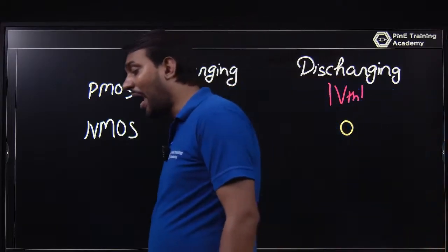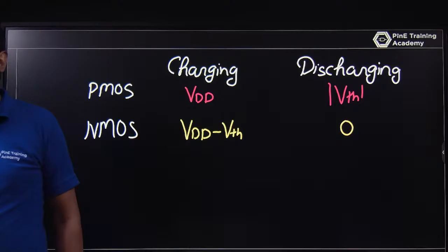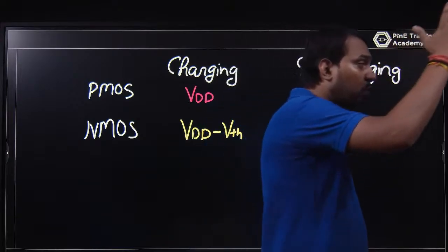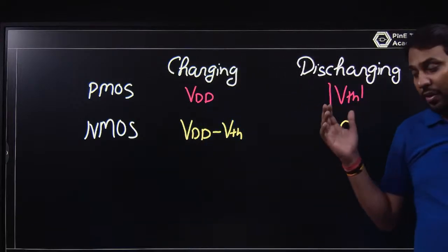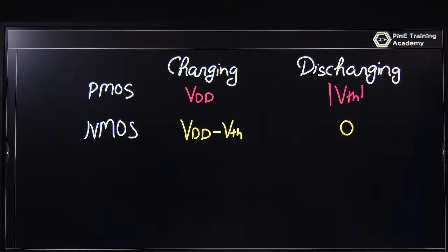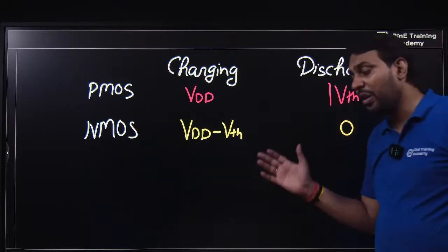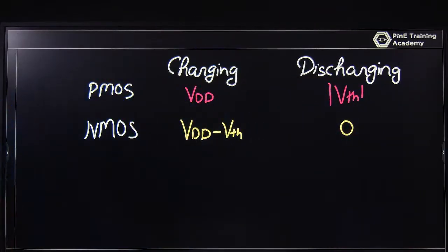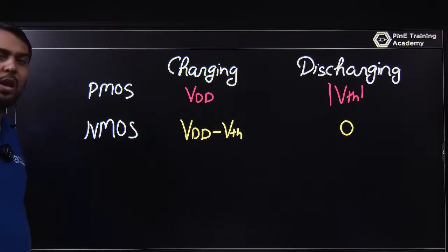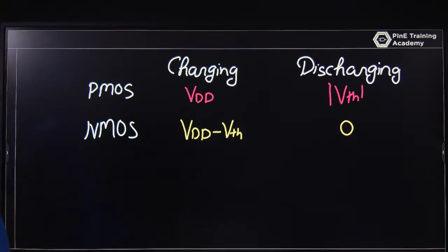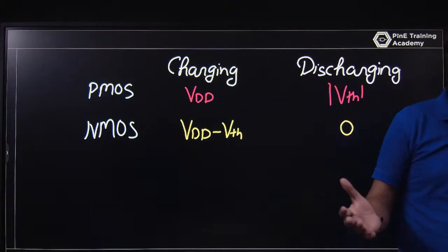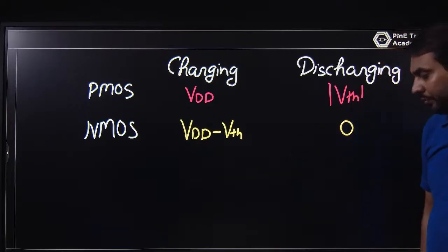If you use NMOS as a pull-up network and PMOS as a pull-down network, it will never work properly, as Vout will never be equal to the source voltage, and for PMOS Vout will never go towards ground. It stays in between VDD minus VTH and mod VTH. So that's the problem here: PMOS is always used as a pull-up network and NMOS is always used as a pull-down network. In a CMOS inverter also we prefer PMOS as the pull-up network, and everywhere whenever you look at a circuit, PMOS is the pull-up network and NMOS is the pull-down network.